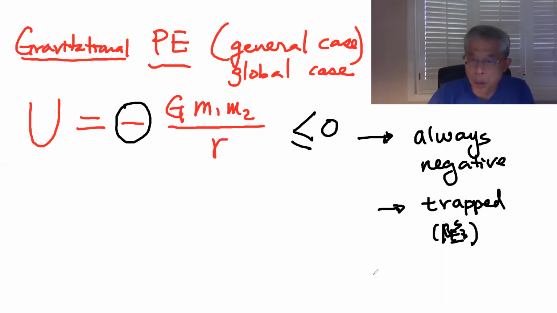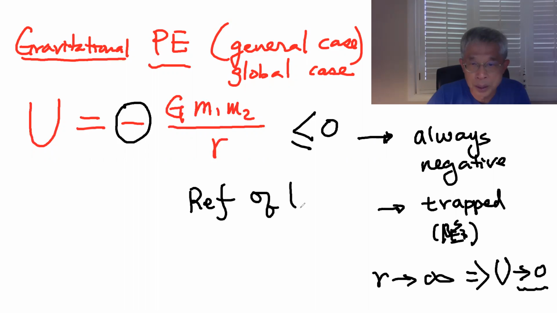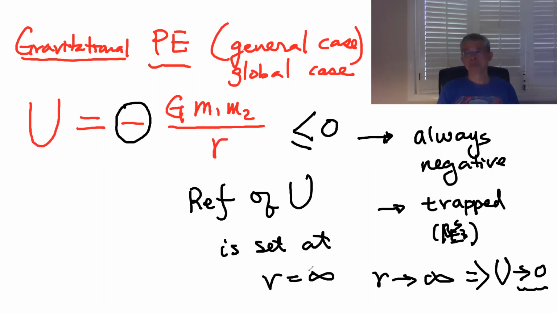So when R is approaching infinity, so like far, far away from Earth, then that's when your U is approaching zero. So that's your maximum gravitational potential energy. So basically, you're saying the reference of U is set at R equal to infinity. Okay, that's all.